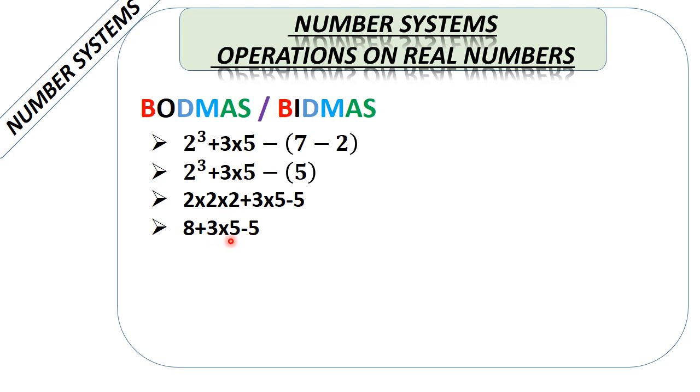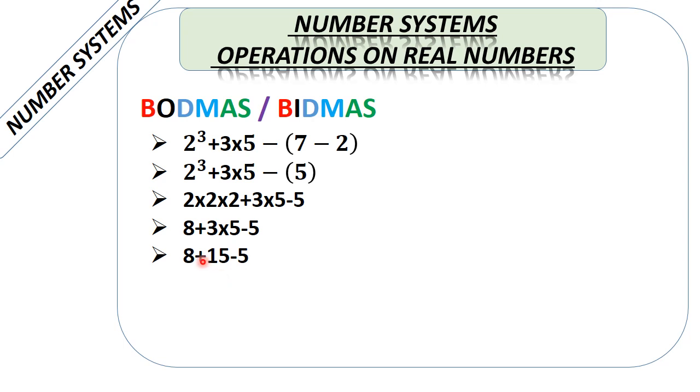So what's next? We have addition, multiplication, subtraction. On BODMAS, multiplication starts first, so we'll have to evaluate these two. 3 times 5 is going to be 15. So we're going to have 8 plus 15 minus 5.